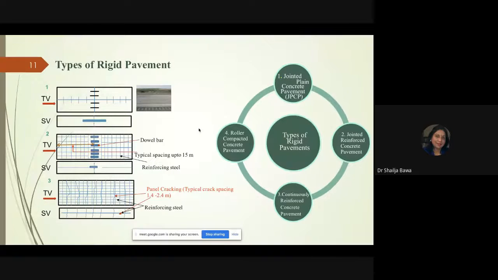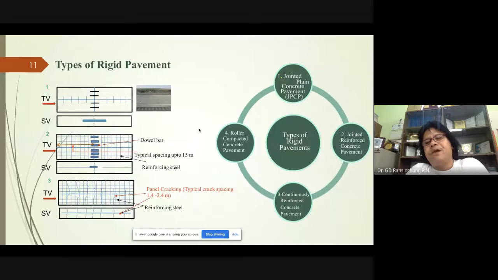So what I was trying to do here is share my thought process pertaining to these different types of pavements. In that, we provide the reinforcements, dowel bars, tie bars, and so on, depending upon the types of rigid pavements. We provide the reinforcements as per the requirements.